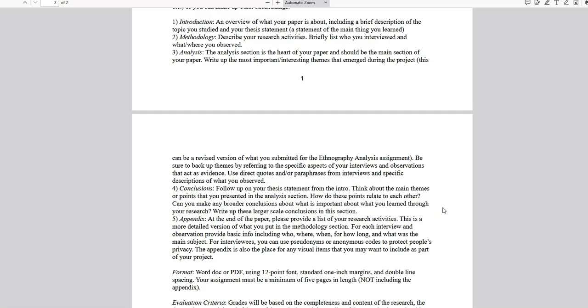The fourth section of your final paper is going to be a conclusion section. This should be a follow-up on whatever your thesis statement was. What was the main thing you learned? You want to return to that main point here in the conclusion, all right? If you can extend your main idea in the conclusion, that's even better, right?